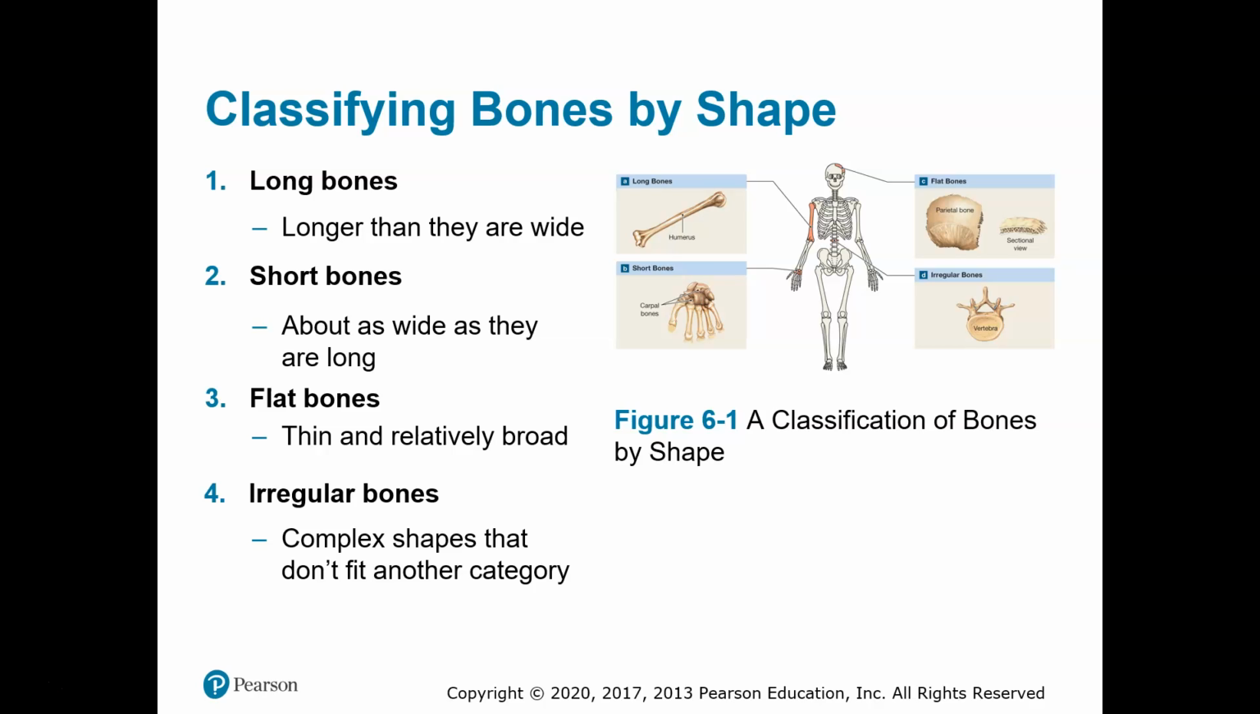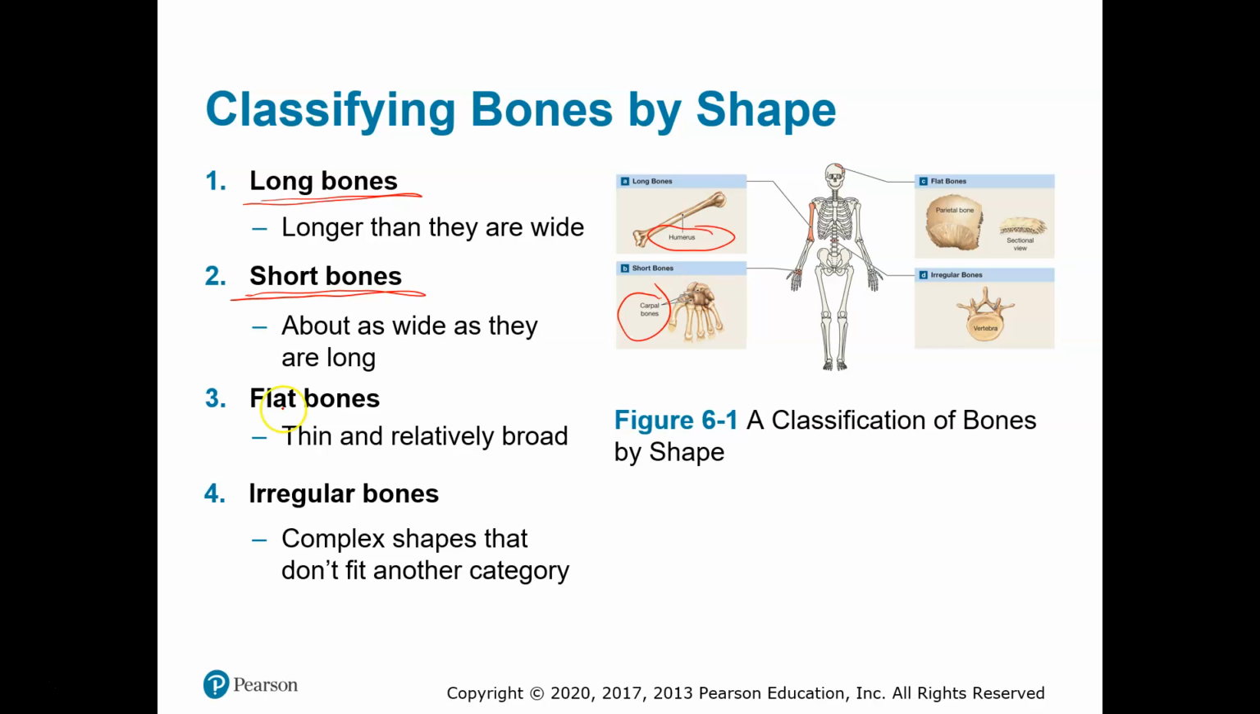Classifying bones by shape. Long bones are going to be the bones of your arms and legs. They're longer than they are wide. The example given here is the humerus, which is your upper arm bone. And short bones are about as wide as they are long. So the carpals, which are the wrist bones, and the tarsals, which are the ankle bones, are short bones.